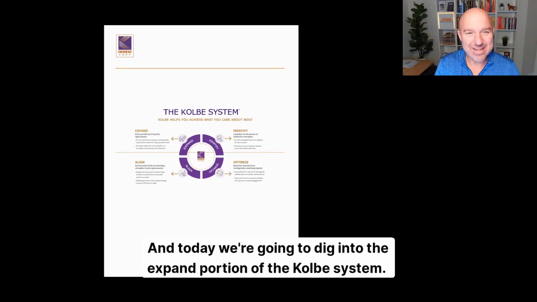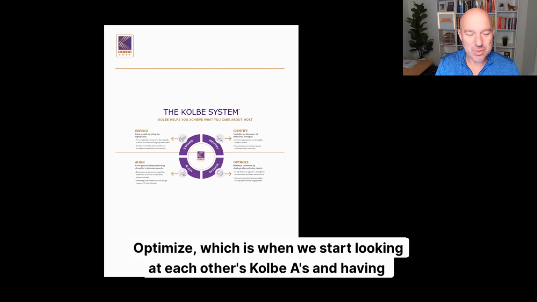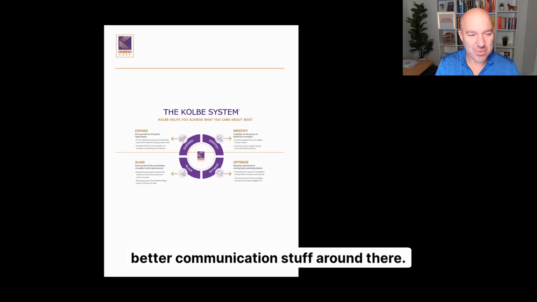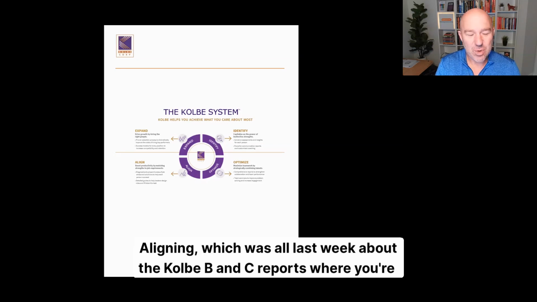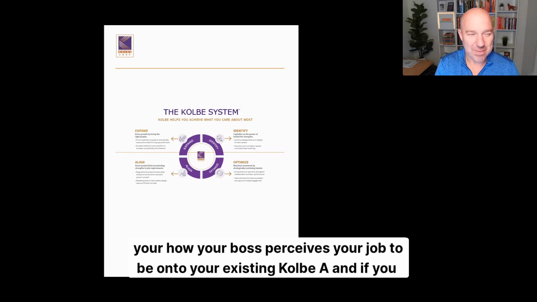Today we're going to dig into the expand portion of the Kolbe system. We've talked a lot about identify, which is around the Kolbe A, optimize, which is when we start looking at each other's Kolbe As and having better communication, and aligning, which was all last week about the Kolbe B and C reports, where you're overlaying what you perceive your job to be versus how your boss perceives your job to be onto your existing Kolbe A.